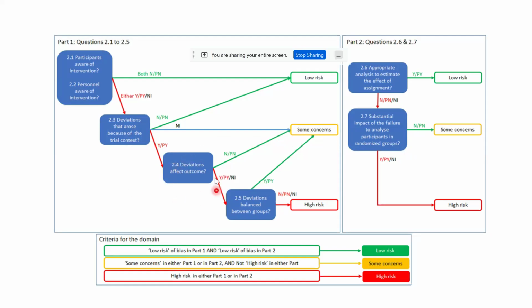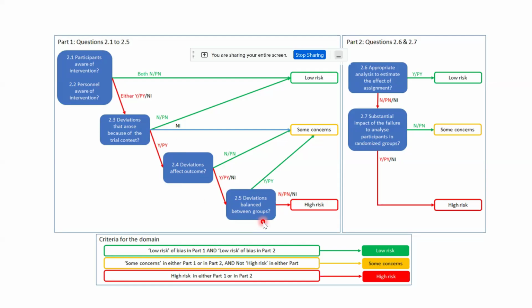Okay. The next question is, do the deviations affect the outcome? Okay. So it depends on the number of deviations. Usually, if there are any deviations, there is a chance that the outcome may be affected. Okay. We come to the next question. Were deviations balanced between the groups?